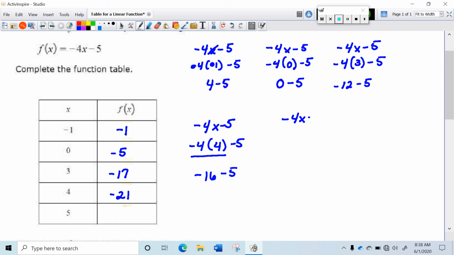Over here, negative 4x minus 5. This time we're plugging in a 5. Negative 4 times 5 minus 5. Do the multiplication first. There's only one negative, so it doesn't cancel out. 4 times 5 is 20. So you have a negative 20 and then another negative 5. So that's a total of negative 25.